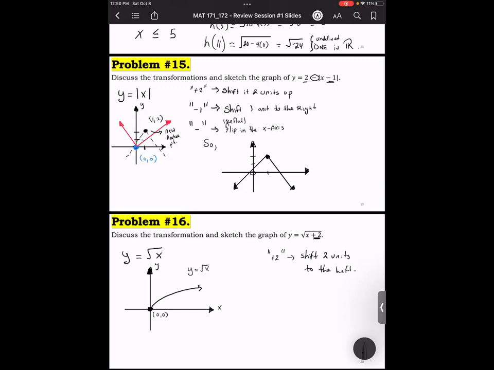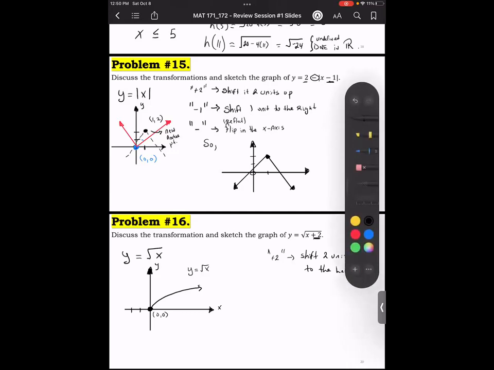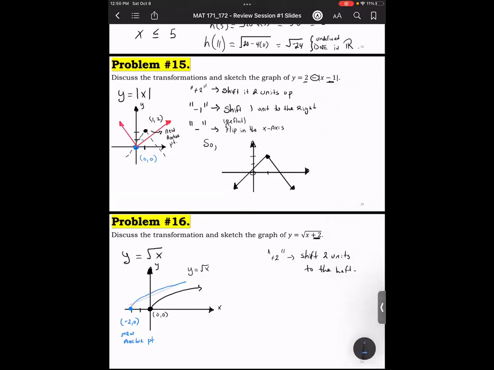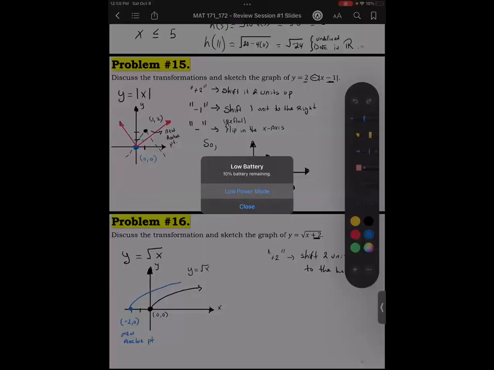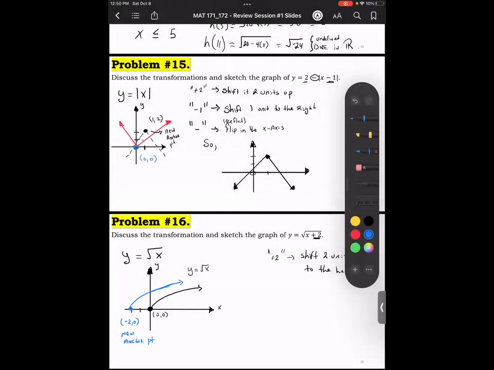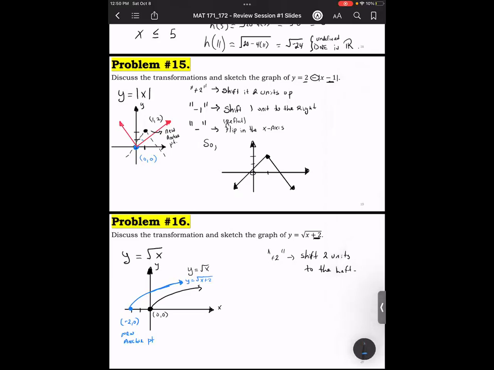So we shift 2 units to the left. And if we shift 2 units to the left, the new anchor point will now be -2, 0. And you draw your graph. Oops, sorry. I don't know why it keeps doing that. I'll just leave it the way it is here. So we draw our graph. In blue, we have y equals the square root of x plus 2. And we're done. We discussed our transformation here. We use it to sketch the graph of y equals square root of x plus 2 by comparing it to y equals square root of x.